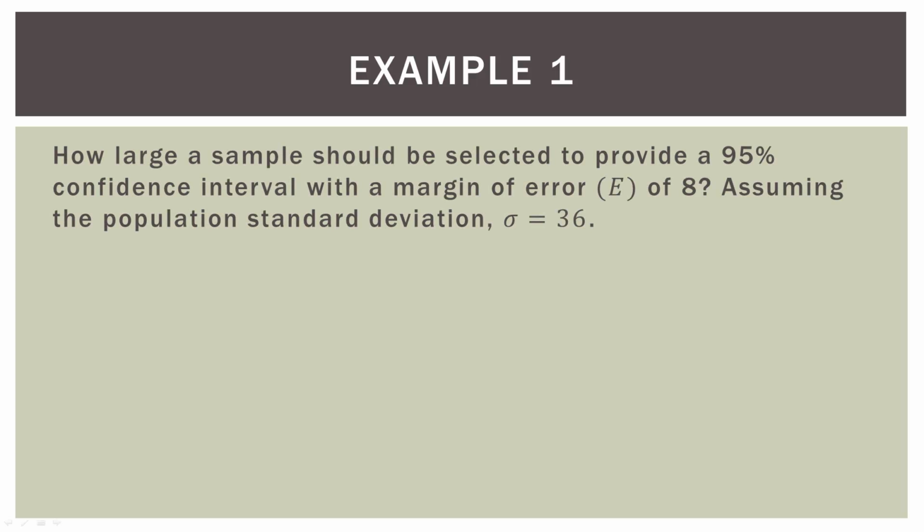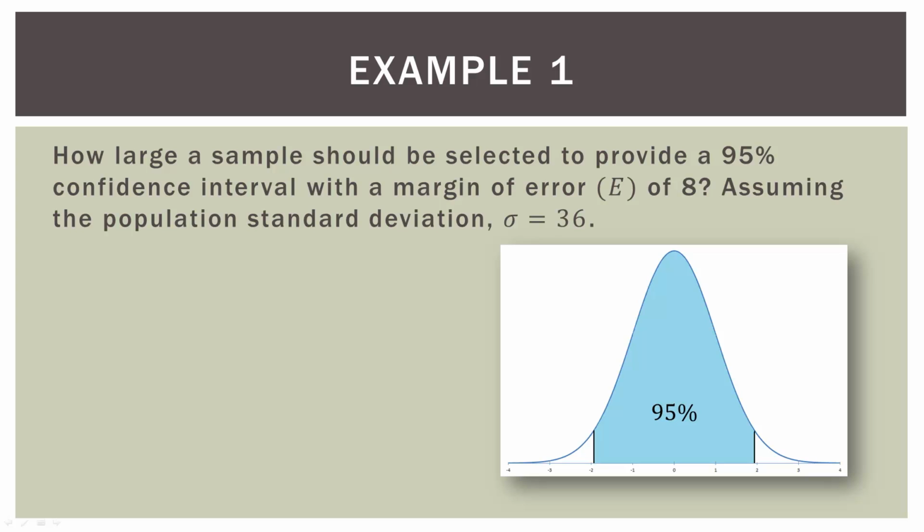Let's go ahead and look at our first example. This is sort of an abstract example, and then we'll use some real-world scenarios in the other 3 examples. So we're going to do 4 examples total. The question is, how large a sample should be selected to provide a 95% confidence interval with a margin of error of 8? So we are given our confidence interval and our margin of error. Now we're told to assume the population standard deviation sigma is 36.